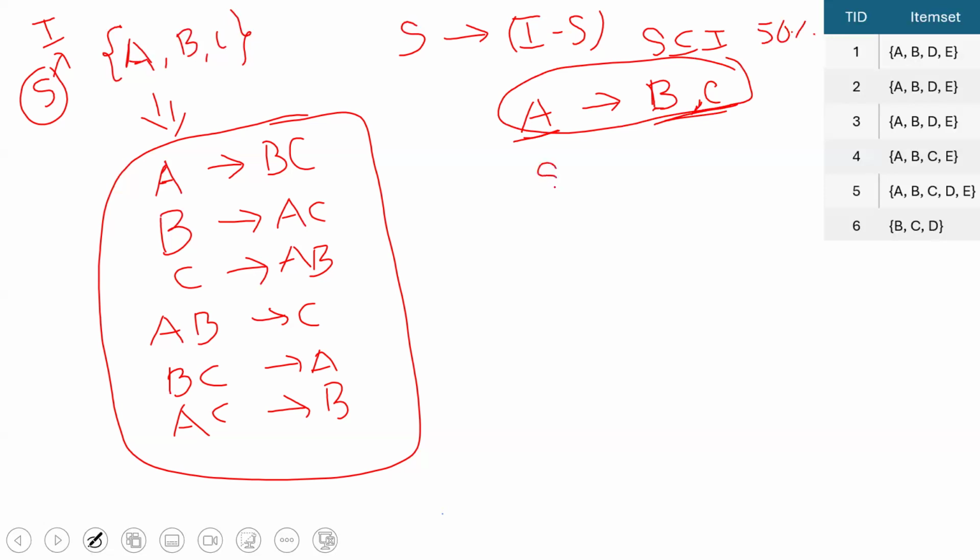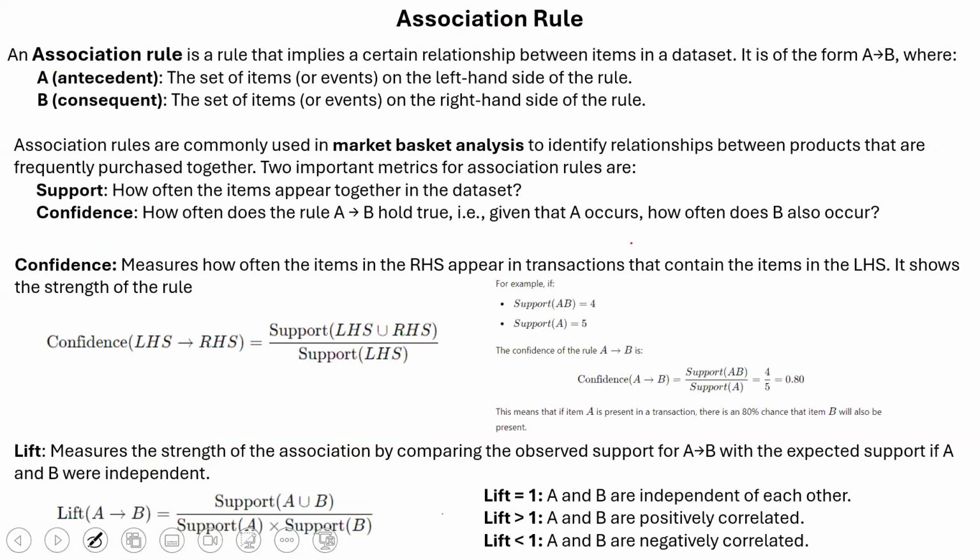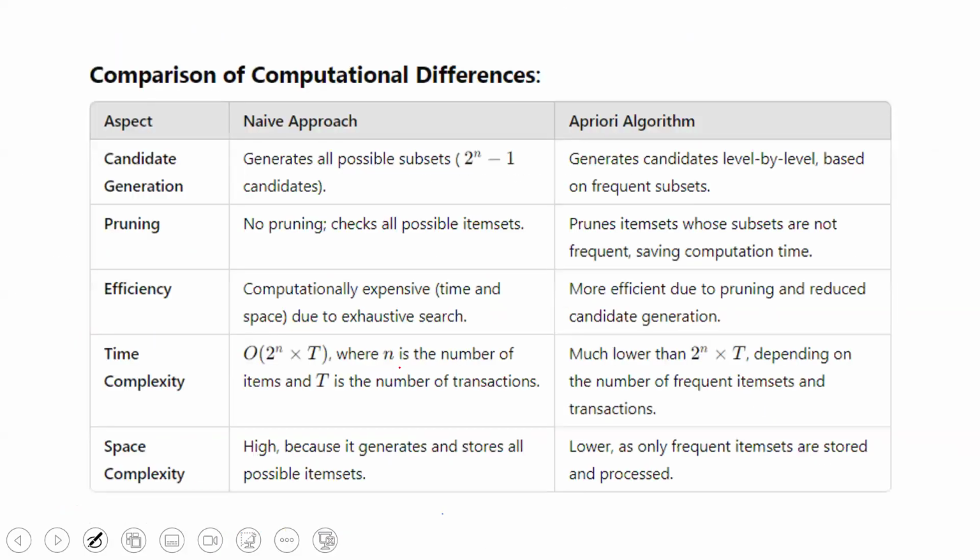you have to calculate the confidence of this association rule. Confidence of this association rule is nothing but support of ABC by support of A, right? That is what confidence calculation actually means. And what is lift? Lift is nothing but support of ABC by support of A into support of BC, right? You take both left and right, whereas in confidence you take only the left. Confidence is just the LHS. Lift is both LHS and RHS. On the top you will get the union of both of them, which would be ABC.